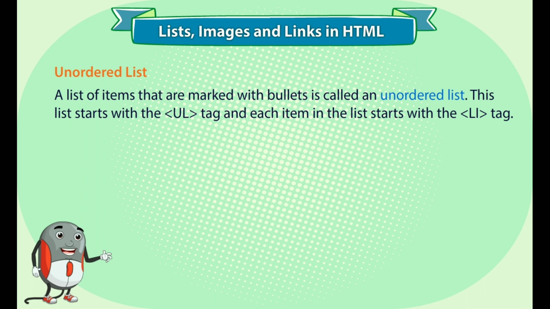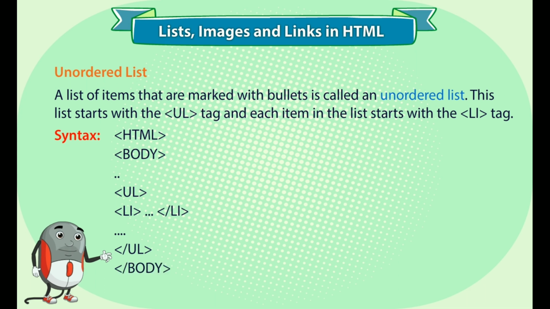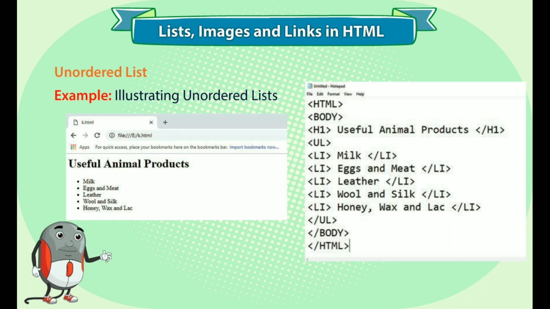Unordered list. A list of items that are marked with bullets is called an unordered list. The list starts with the UL tag and each item in the list starts with the LI tag. Syntax: HTML, body, UL, LI, /LI, /UL, /body, /HTML. Example: illustrating unordered lists.